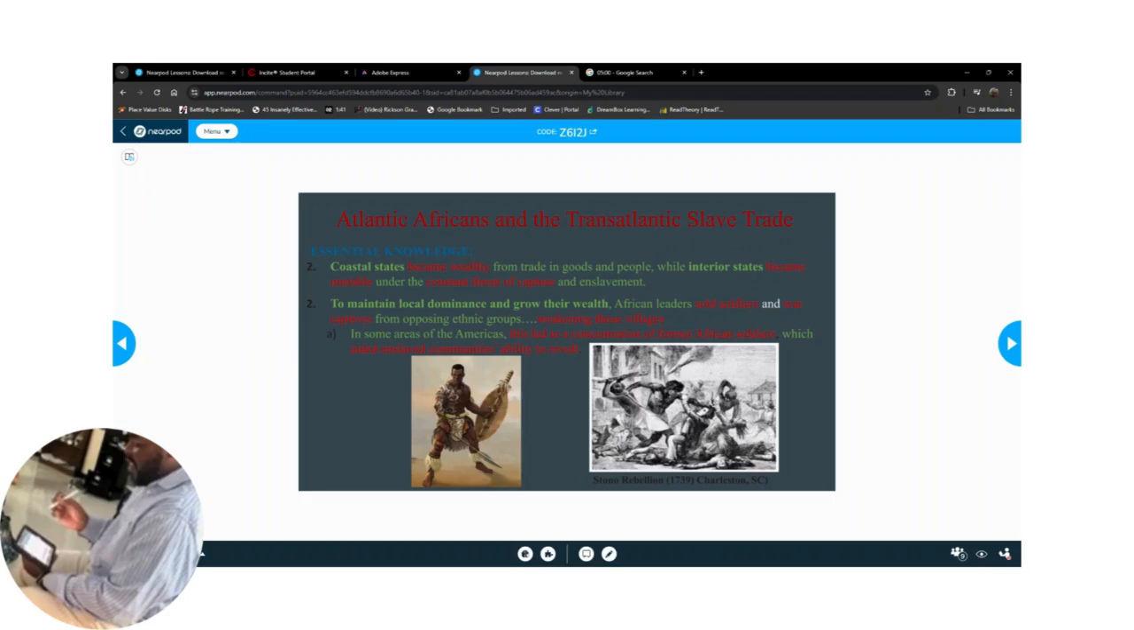Does everybody follow? So in some areas of the Americas, this led to a concentration of former African soldiers, which aided enslaved communities' ability to what? Escape and revolt. Is it going to be easy to capture and keep an enslaved soldier? No, because they've been fighting their whole life, right? This is what they're used to. Does that make sense?